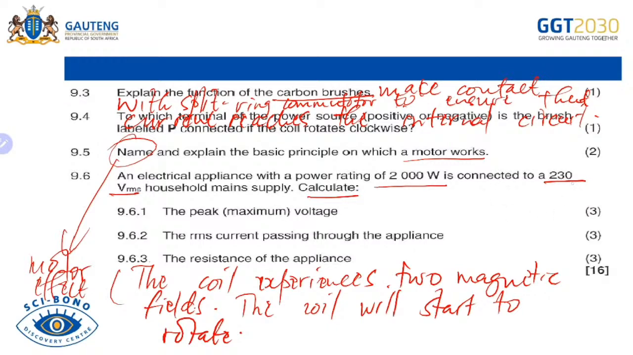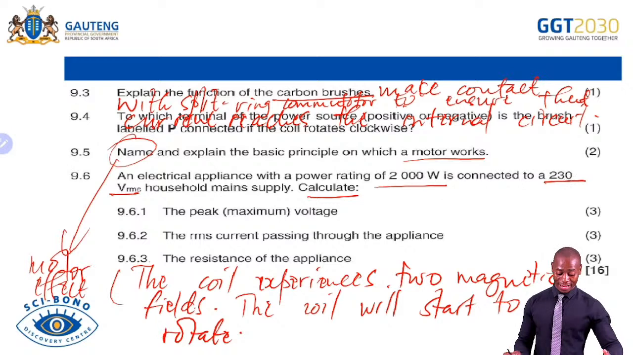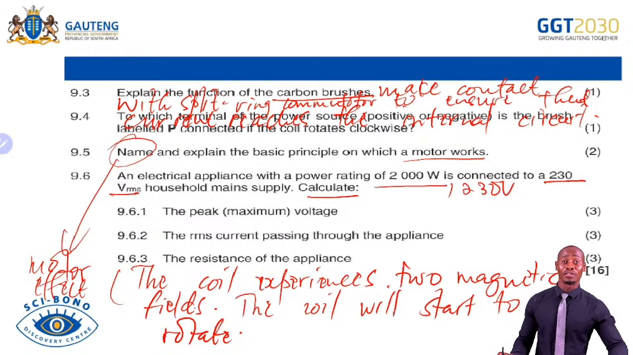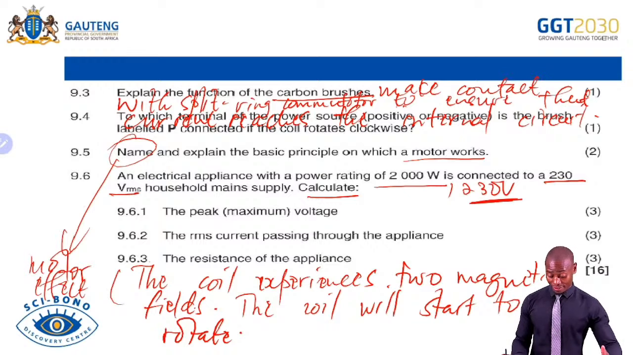Sometimes, fortunately here you're given that 230 is the root mean square voltage. Sometimes they will say the electrical appliance is labeled as follows: 2000 watts and 230 volts. They won't even tell you whether 230 volts is the root mean square voltage or the maximum voltage. But you should know it's always the root mean square voltage. Okay, so that is the root mean square voltage.